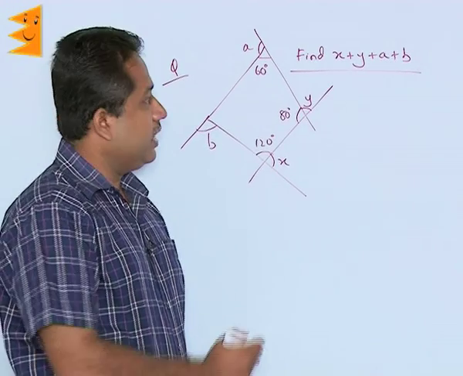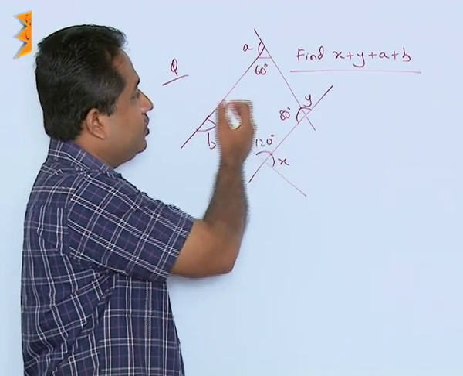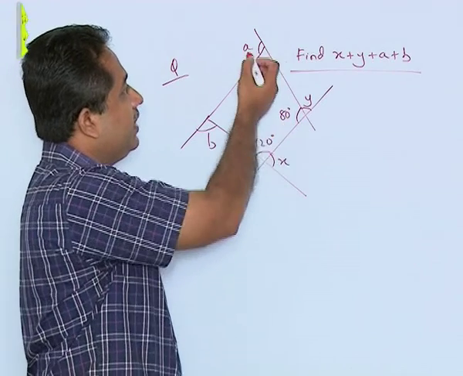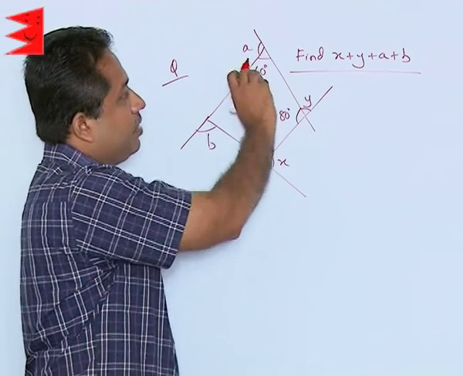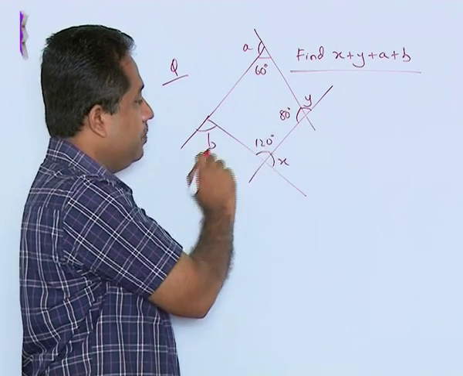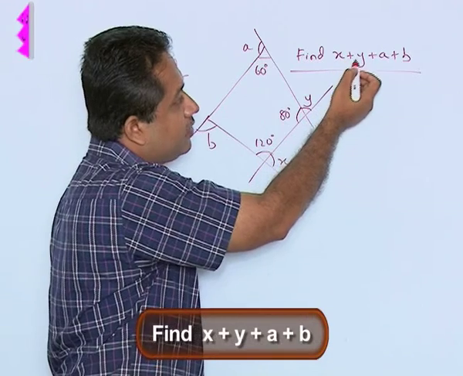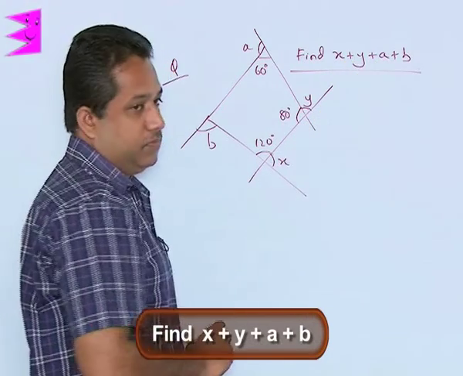Let us look at this quadrilateral. Three angles of the quadrilateral are given: 60, 80 and 120, and there are some unknown angles here represented by the alphabets A, B, X and Y. And the question says find the value of X plus Y plus A plus B.